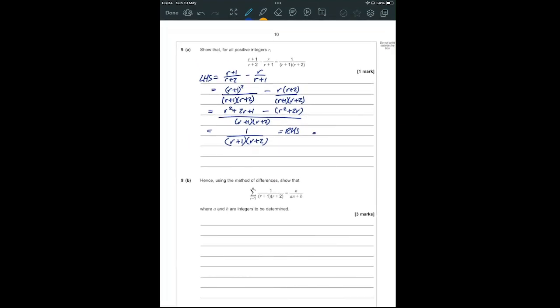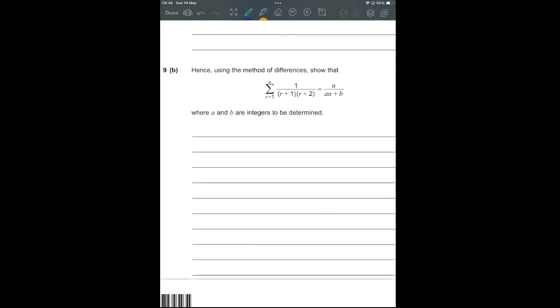And I like to put a little 'as required' on the end. If you want to use QED or a little box, all fine. And that was only 1 mark, so I've probably gone into a bit more detail than required.